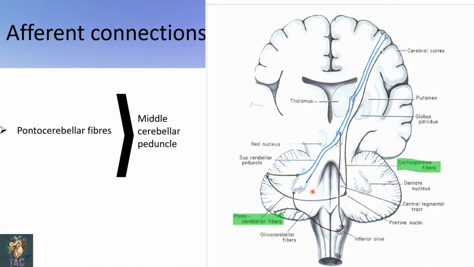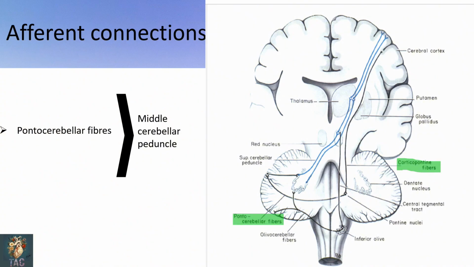Here you can see these are the pontocerebellar fibers arising from the cortex, coming through the internal capsule and then into the midbrain and into the pons, where they relay in the pontine nuclei, and then these pontocerebellar fibers enter through the middle cerebellar peduncle into the cerebellum. So this tract is also called the cortico-pontocerebellar pathway, and it enters the cerebellum through the middle cerebellar peduncle.